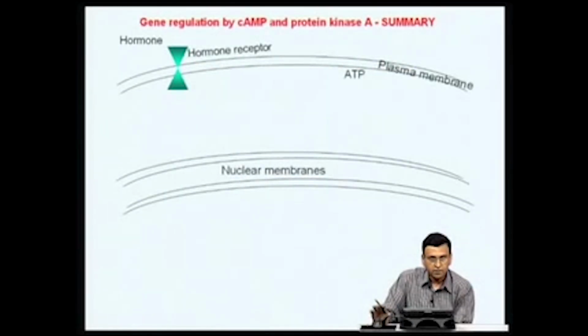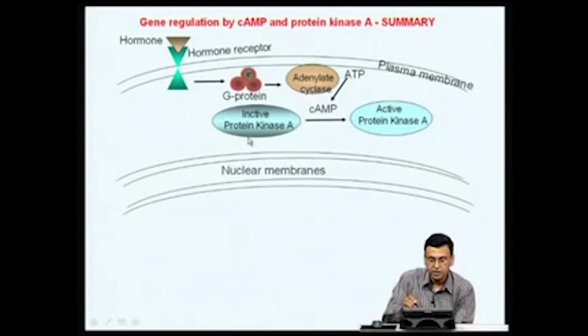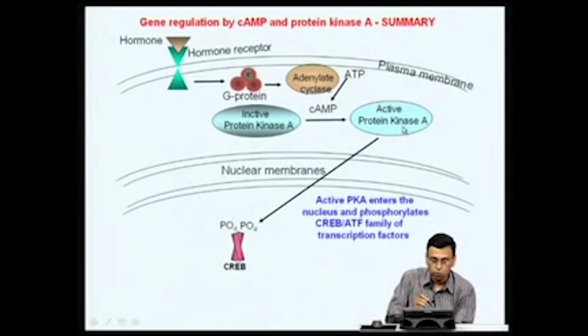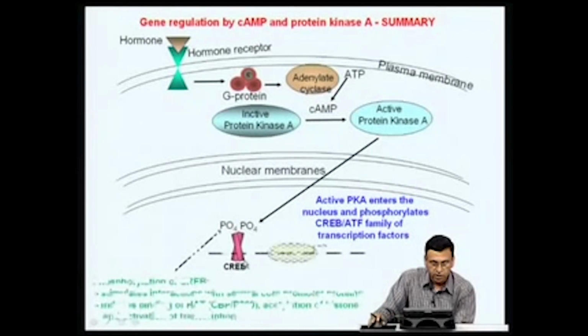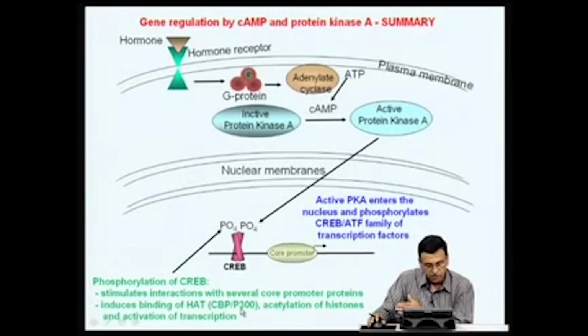The summary of what I have told you is that whenever a hormone binds to a hormone receptor, this results in the activation of the trimeric G protein, and this results in the activation of adenylate cyclase. Adenylate cyclase converts ATP into cyclicAMP, which converts an inactive protein kinase into an active protein kinase A. Active protein kinase A goes inside the nucleus and phosphorylates serine 133 of CREB, and this results in the activation of target genes through the binding of the histone acetyltransferase CBP or P300, resulting in acetylation of histones and activation of transcription. So, this is the summary by which molecules which activate the adenylate cyclase or PKA pathway result in the activation of CREB.